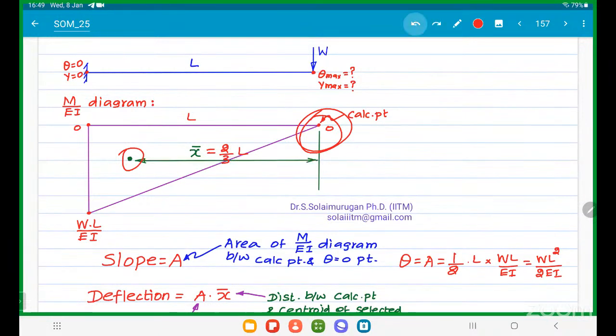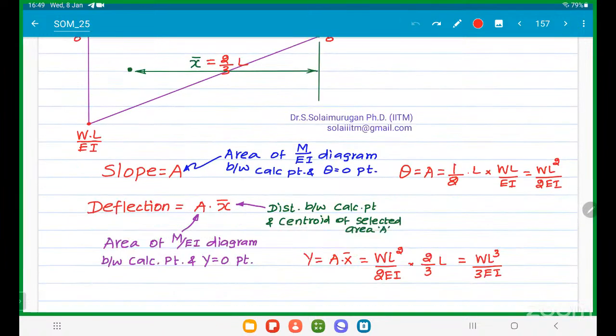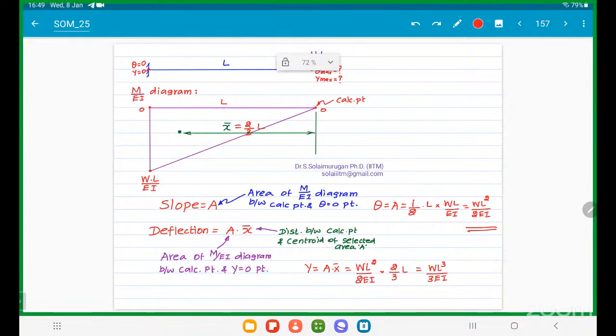2 by 3 L, sir. Correct? Already area is calculated, don't repeat. Directly write it. WL square by 2EA, X bar is 2 by 3L. Multiply this, you will get WL cube by 3EA. Very important method. In my experience, previous year students told that the moment area method is helping a lot, sir, in the critical situation.